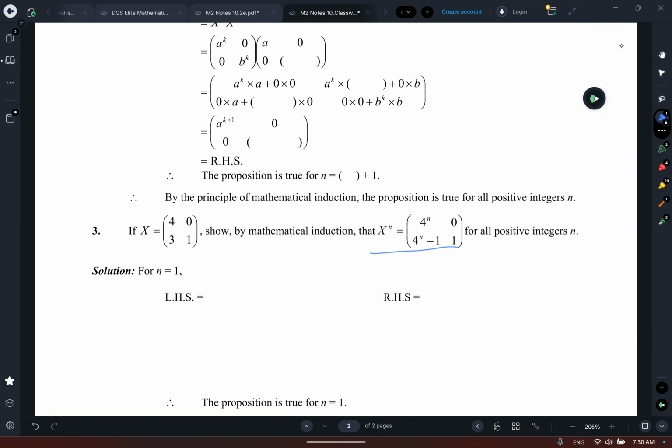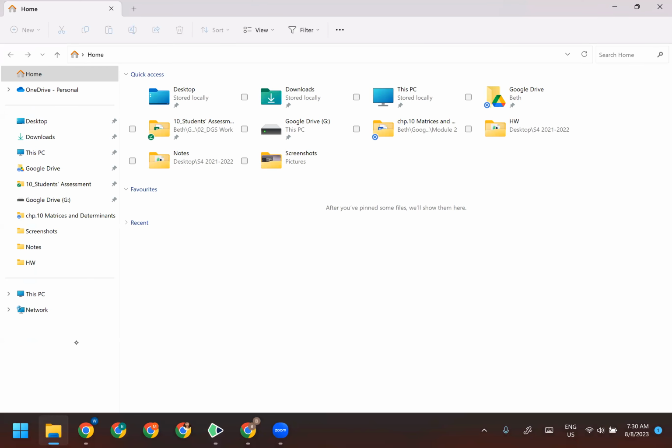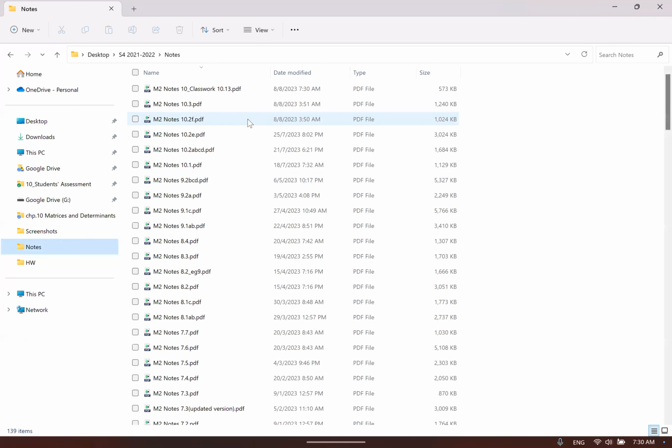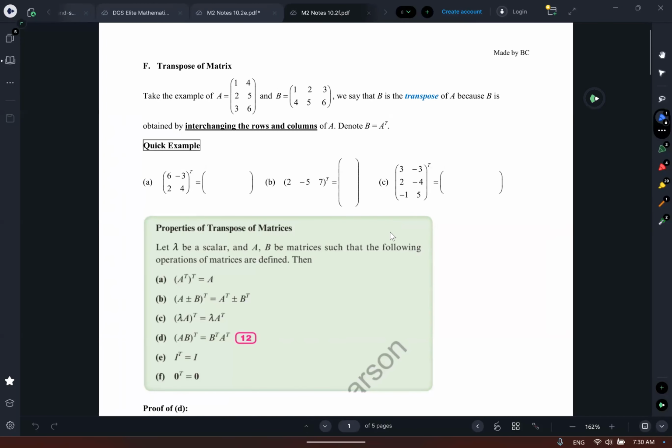Okay. Now, if there is no problem, let's move on to the next part. I uploaded this a few hours ago. Some of you may not have it yet. So this is the last part of lesson 2. The title of lesson 2 is the operation.